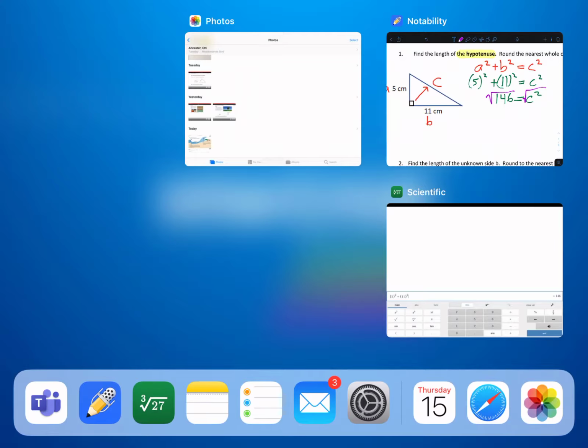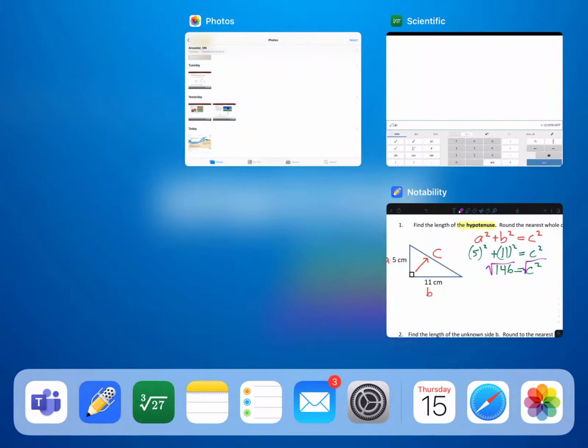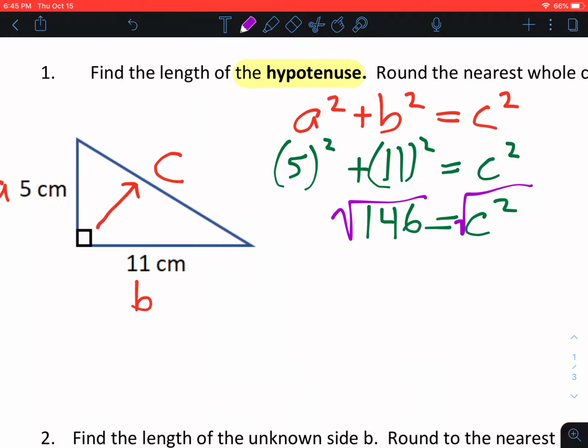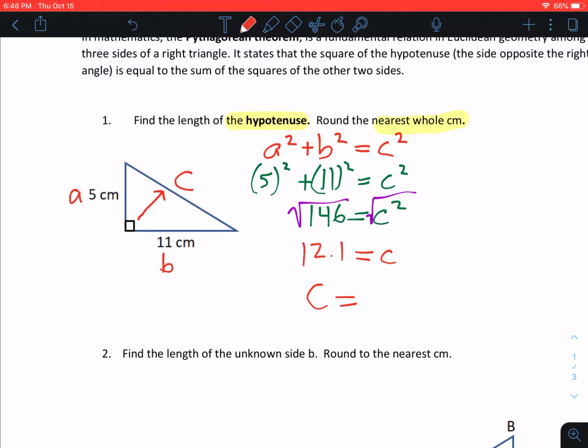So I'll go back to my scientific calculator, and I'm going to find the square root of 146, and we get about 12.1. So I go back to my question here, and I can write C is equal to 12.1. And the question asked us to round to the nearest whole centimeter, so my final answer will be C equals 12 centimeters.